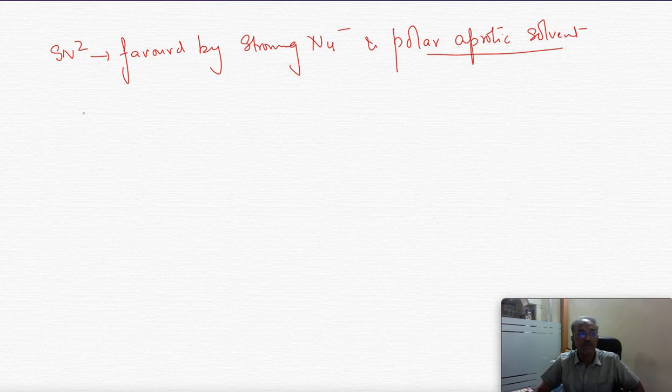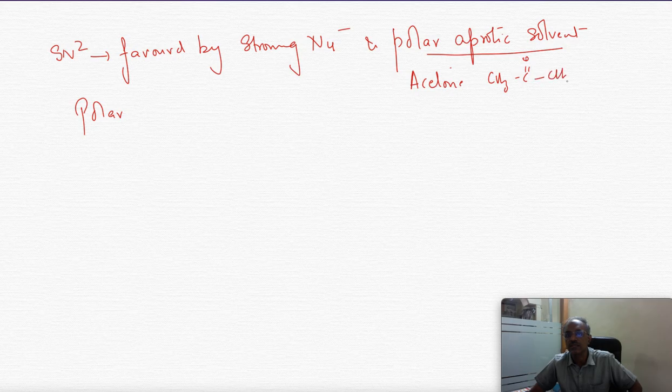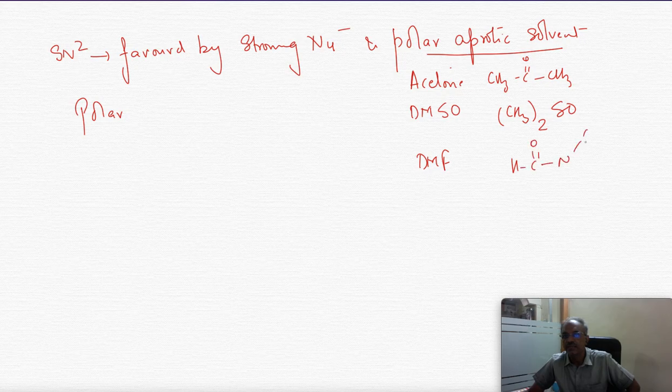Strong nucleophile. So what? Suppose you take a polar aprotic solvent, for example acetone. Acetone is CH3, C double bond O, CH3. Or you can say dimethyl sulfoxide, and then DMF, dimethyl formamide. Formamide is HC double bond O and NH2, the CONH2 amide group, with H. But here, dimethyl, so two H are replaced by two CH3. To be more precise, it is N,N-dimethylformamide. This is an aprotic solvent.